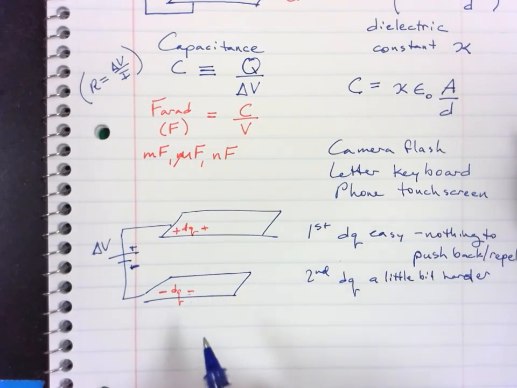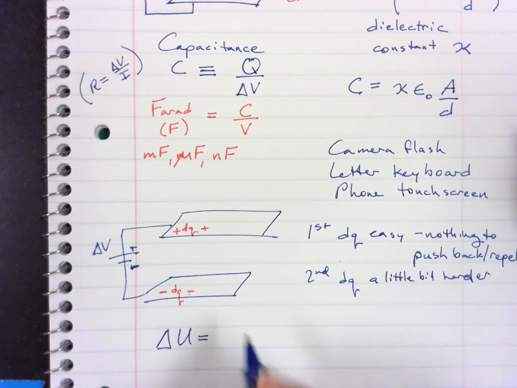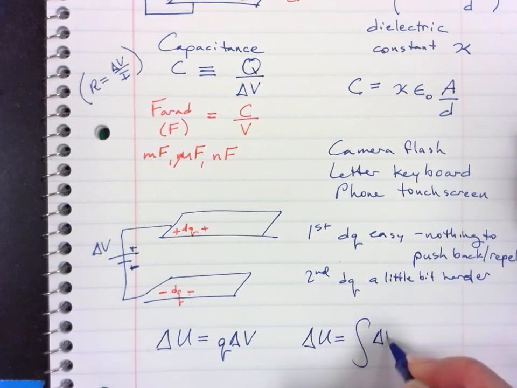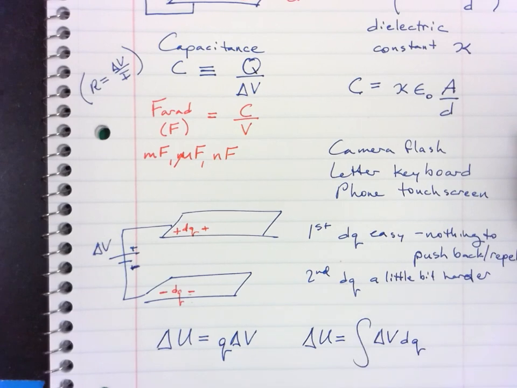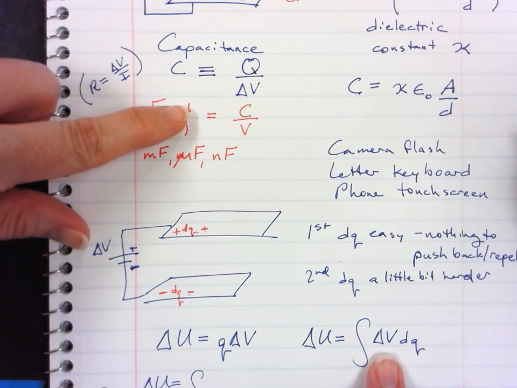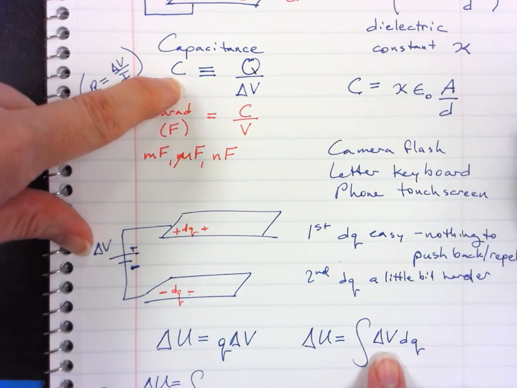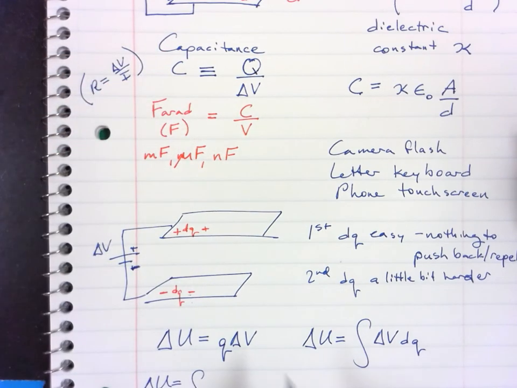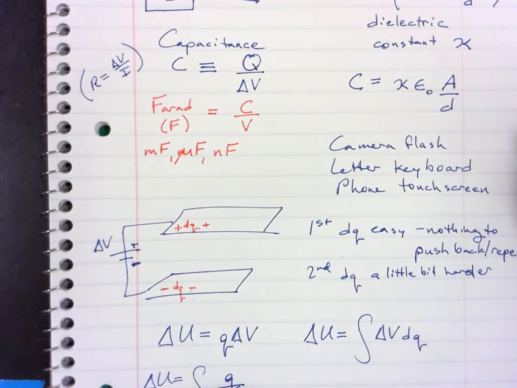So I want to remind you of the equation that delta U is Q times delta V. So I've got to turn this into an integral, because I've got to do a lot of charges one at a time, and I'm going to add them all up. So if I substitute for the potential, I'm going to go back up to my definition of capacitance. If I move delta V to the other side, then it's Q over C. So delta V is equal to Q over capacitance times dQ.